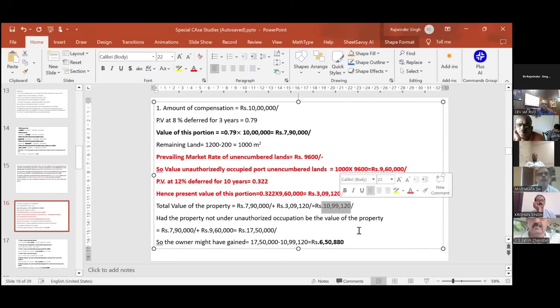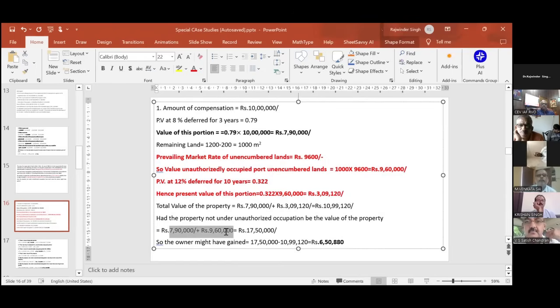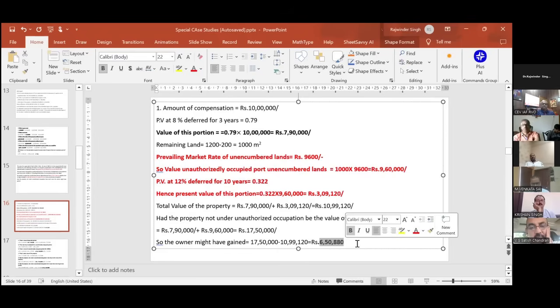But if it is not unauthorizedly occupied, then he will get the full amount as on today. That is 17 lakh 50,000. So the owner might have gained 17 lakh 50,000 minus 10 lakh 90,000, approximately 6 lakh 50,000. This much amount the owner might have gained if the property was not unauthorizedly occupied.